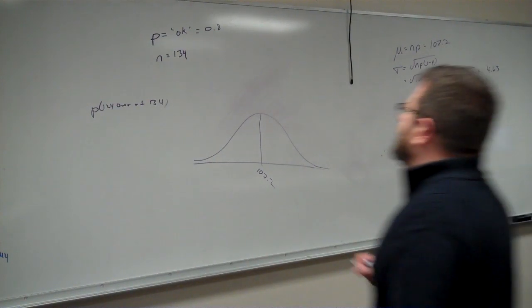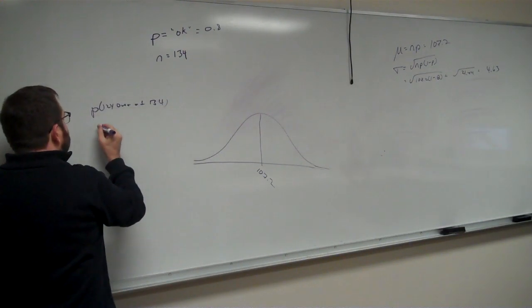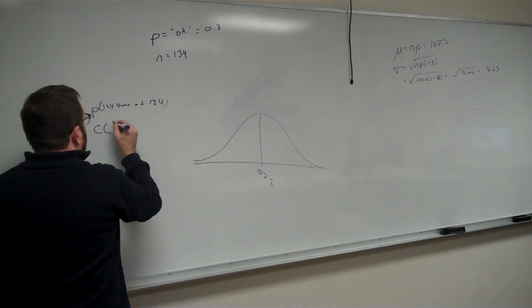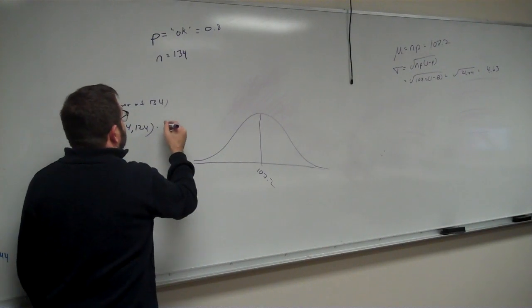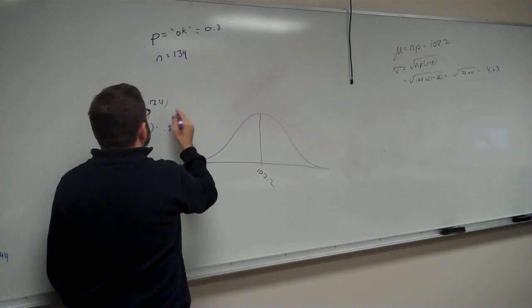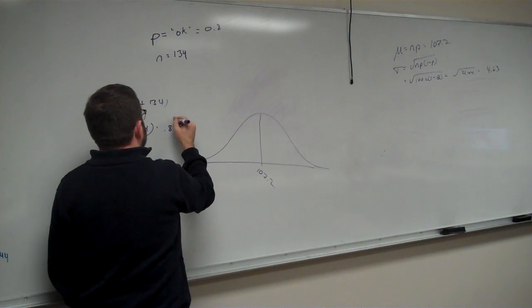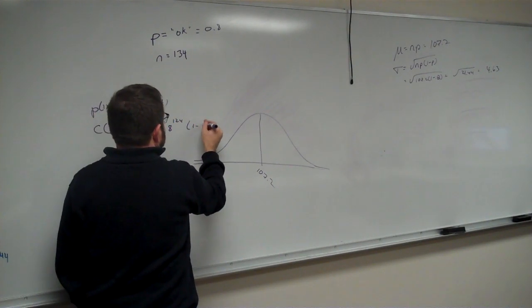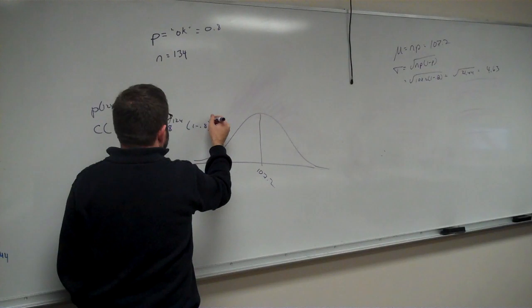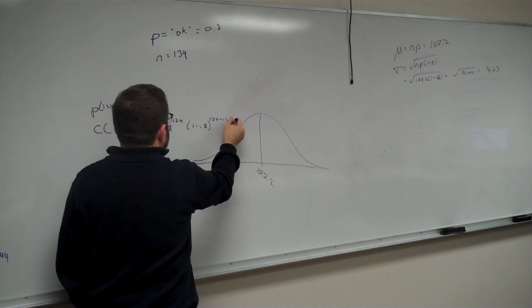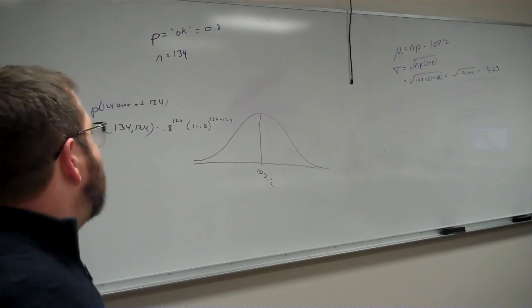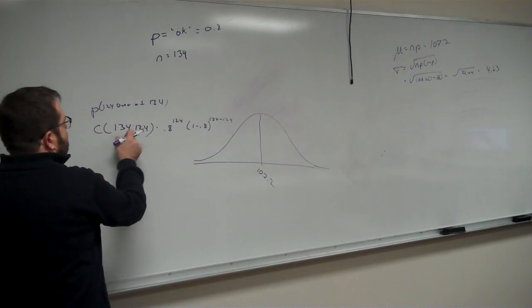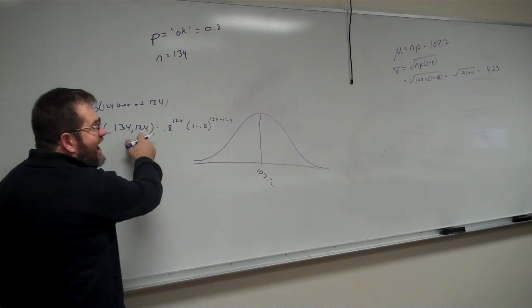All right, so the probability 124 out of the 134 are okay will be combinations, 134 things taken 124 at a time, times that probability, 0.8, raised to the x power, times 1 minus 0.8 raised to the 134 minus 124 power. And that all looks kind of bad, but calculators can do things like that, right? I mean, combination 134 things taken 124 at a time is not going to be a vast number.